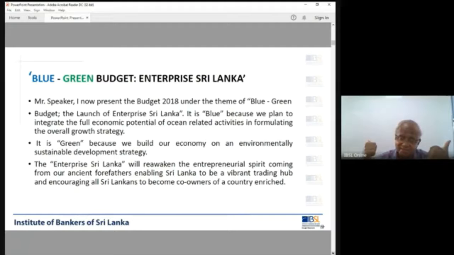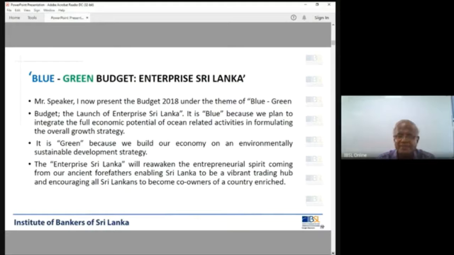This was under the previous government, right? Honorable Maithripala Sirisena was the president and Ranil Wickremesinghe was the Honorable Prime Minister. And in that year, the first budget, Honorable Minister Mangala Samaraweera presented his budget speech. Now, this was the theme of this budget speech.